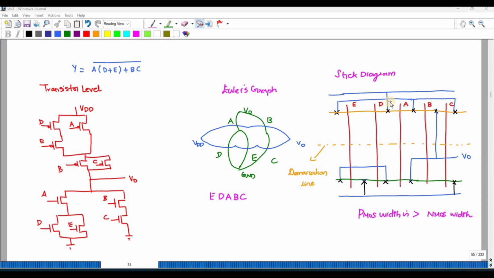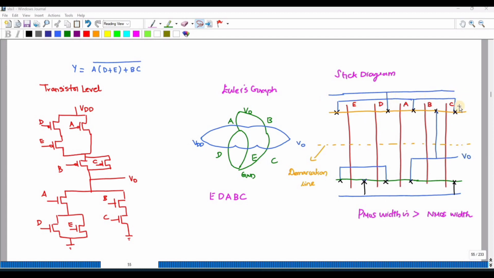Similarly, the source is connected to E and C. So that is this point, E and C. So this is connected to B. So I have connected to B also, and the output of this one is connected to C, C and output. Okay. So that's all about the PMOS.